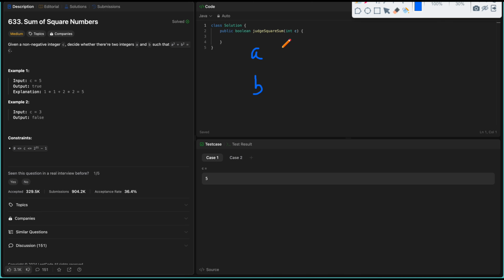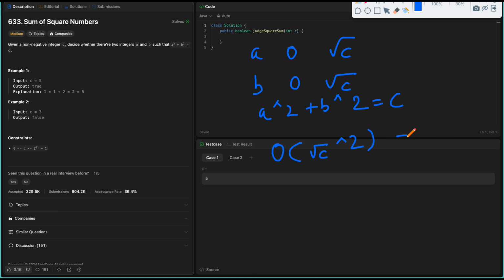One of the naive approaches to solve this problem is to take two integers a and b and loop from 0 to root of c and add a square plus b square such that we find c there. And if we find such a pair on the way, that means we have found our answer, we return true. But if we couldn't find such numbers such that a square plus b square is equal to c, then we will return false. But the time complexity in this case will be O of root c square, right? So it will be O of c, right? And the question is, can we do better? And the answer is yes.